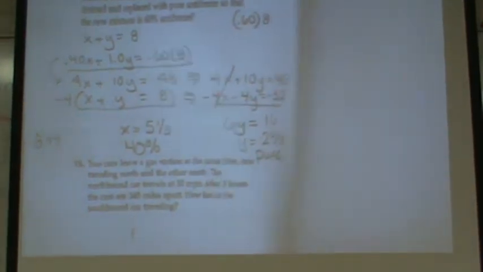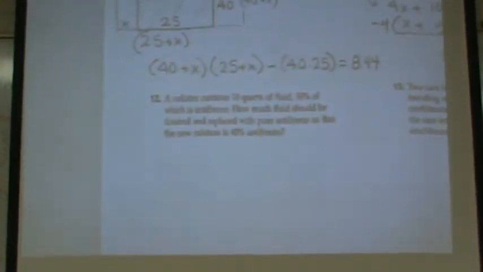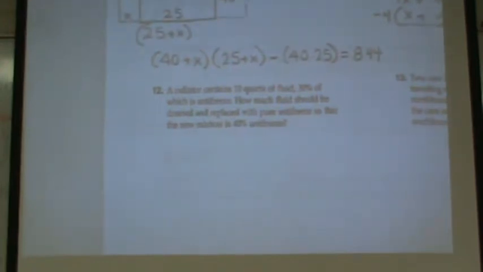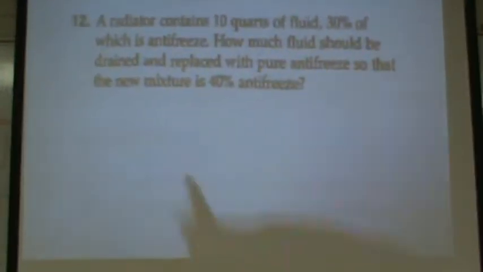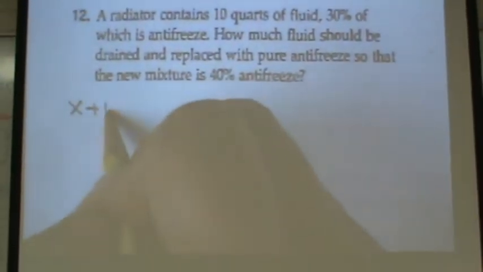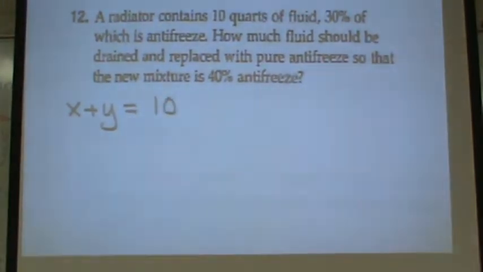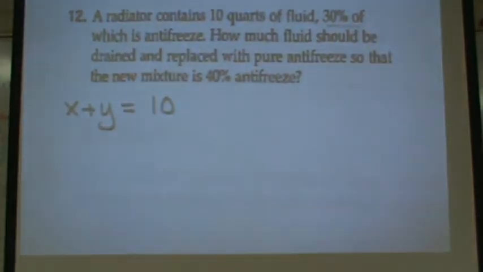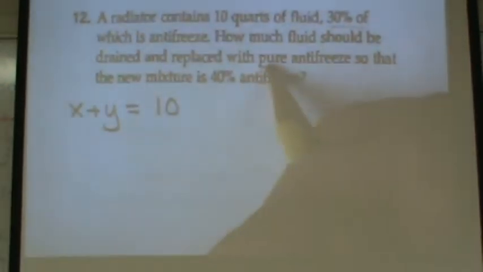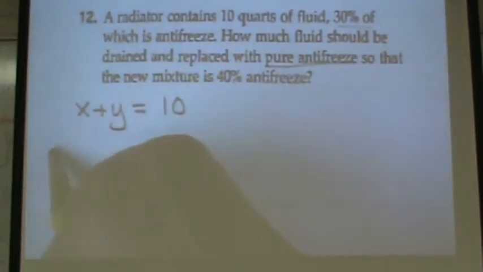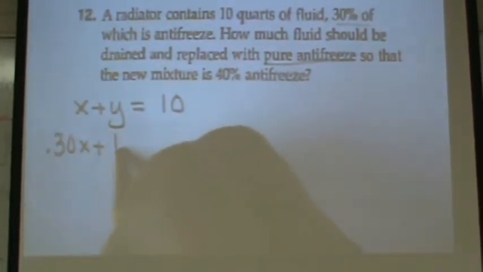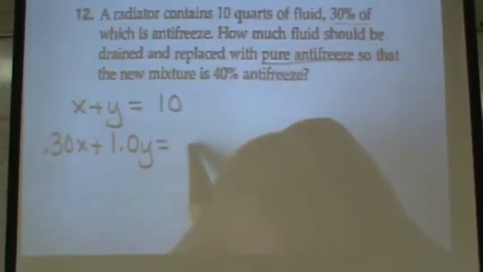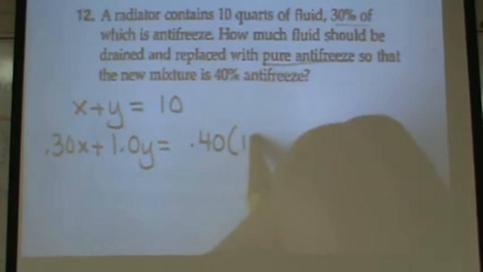Number 12, same problem but just different numbers. You need 10 quarts of fluid. So a radiator contains 10 quarts of fluid. So what we want to do is label x and y is our 2 quarts, and we want 10 quarts of it. 30% is our antifreeze, and we want pure antifreeze. We want our new mixture to be 40%. So 0.30x plus 1.0y equals, we're going to do 0.40 times the 10.